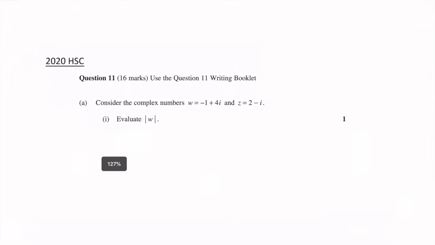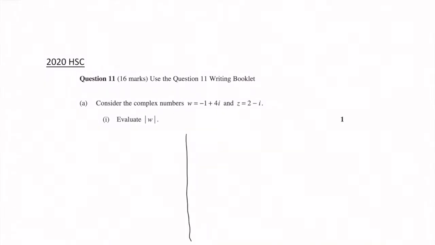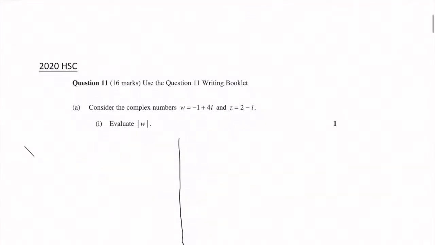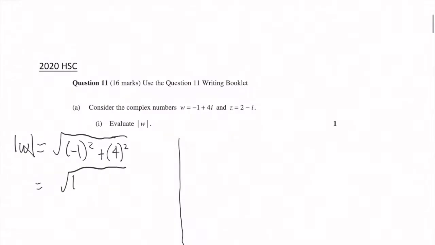Now let's have a go at doing this question from the 2020 HSC. We've got the complex number w equals minus 1 plus 4i, and we want to evaluate the modulus of w. Using this formula, we will get the modulus of w is equal to the square root of (minus 1) squared plus 4 squared, and that will equal the square root of 1 plus 16, which is equal to the square root of 17.